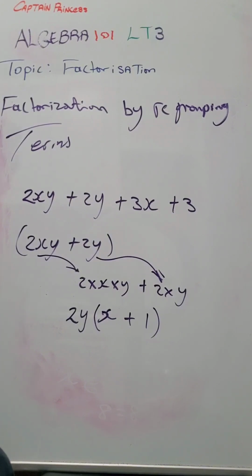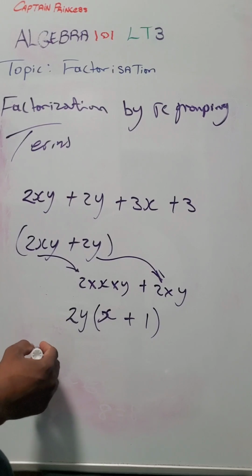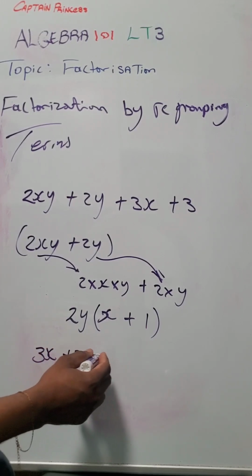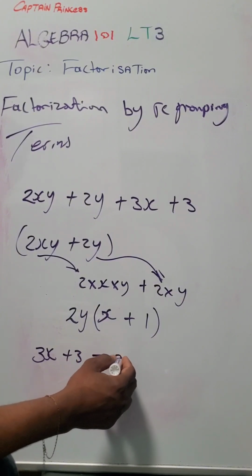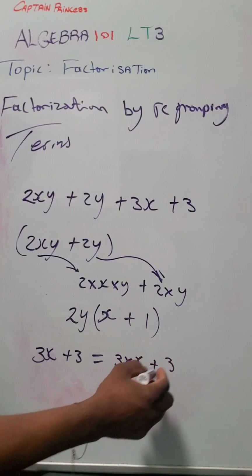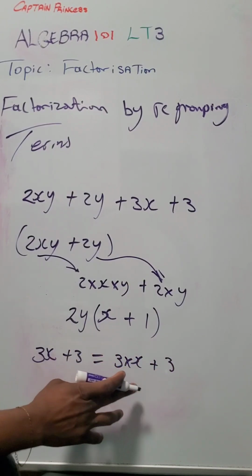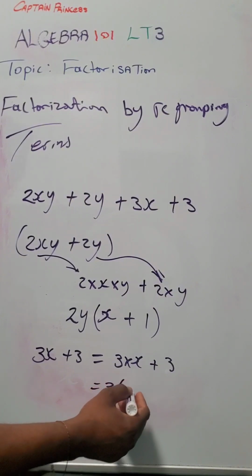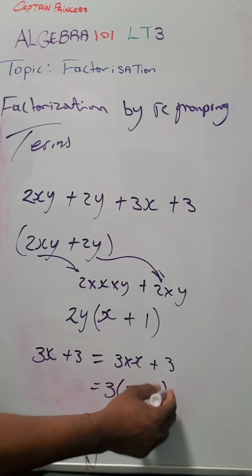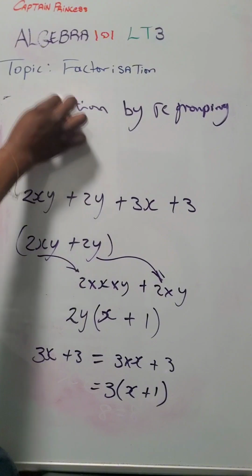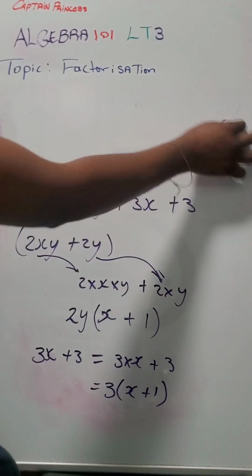Now, if we group the 3x plus 3 and write it in factor form, 3 multiplied by x plus 3, and if we factor out the 3, we will get 3 open bracket x plus 1. So what are we getting at? Let us do some erasing and then do some more.